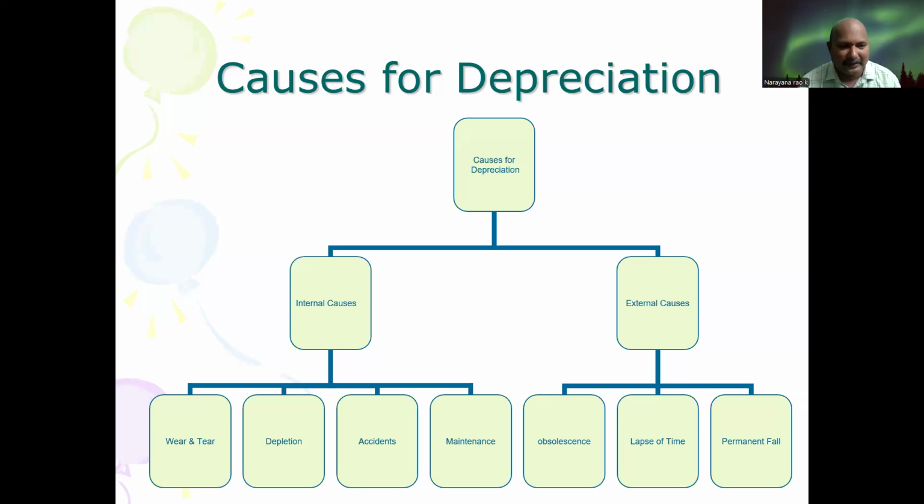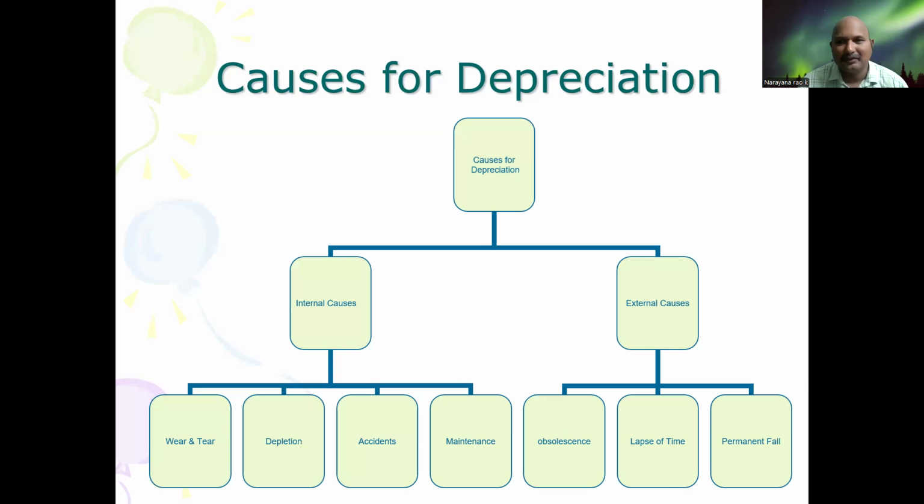When an asset is continuously used, it wears out. That means if you are using any product every day, the efficiency of the product is reduced by the continuous usage. Whatever value is reduced, that is called depreciation. This is one of the causes.